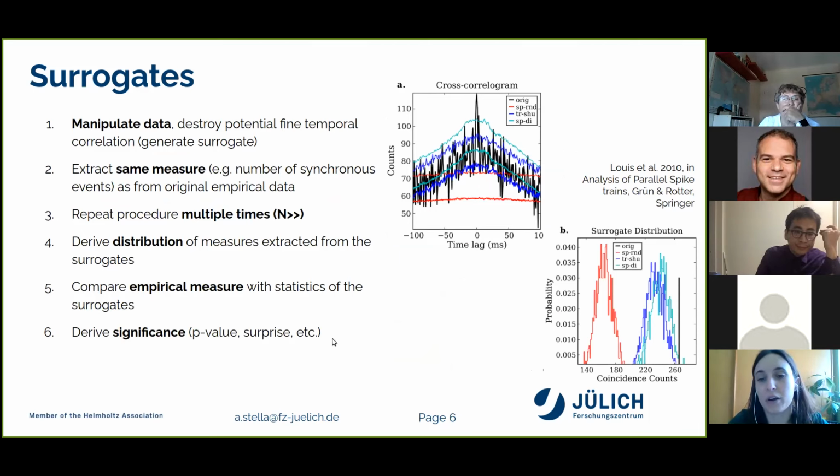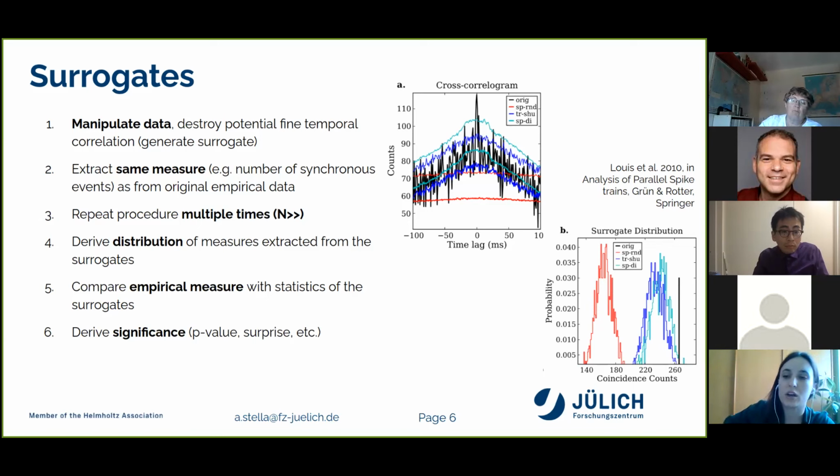Surrogates are a very classical way of generating a null hypothesis when a complex analytical description is not possible or very hard, and it consists in manipulating the data, for instance, destroying the feature that we want to test for. In this case, it's the potential fine temporal correlation, extracting one measure from the original data and from the surrogates, generating, of course, many surrogates, a large number of them, in order to derive a distribution of such measures that needs to be compared to the empirical measure that is observed in the original data. And then from the surrogates, of course, we need something to derive a significance. It can be the surprise, it can be a p-value, and so on.